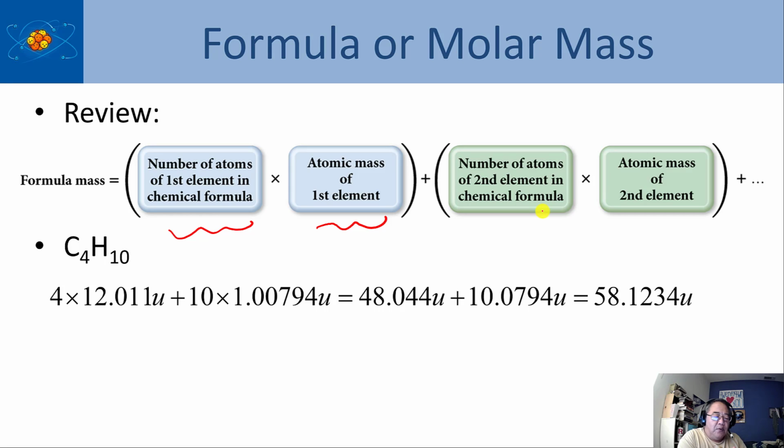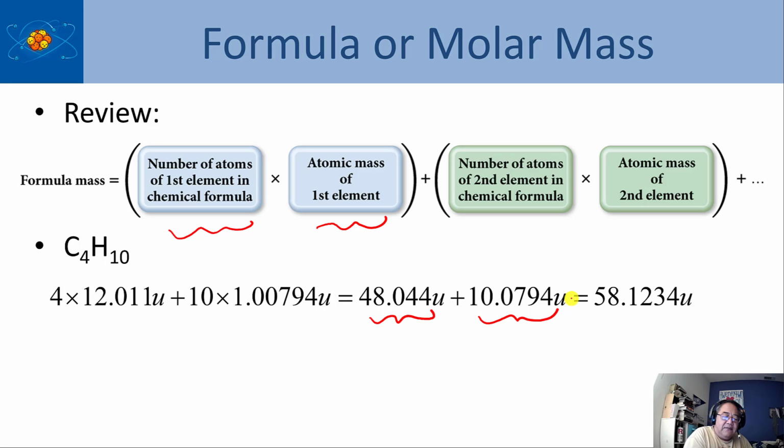So I have 4 times 12.011, that's from the periodic table. Maybe a more precise one that you're using, but it's the molar mass or atomic mass of carbon. And so I get 48.044, and then I take 10 times the mass of hydrogen, and so that's 10 times 1.00794. That gives me 10.0794.